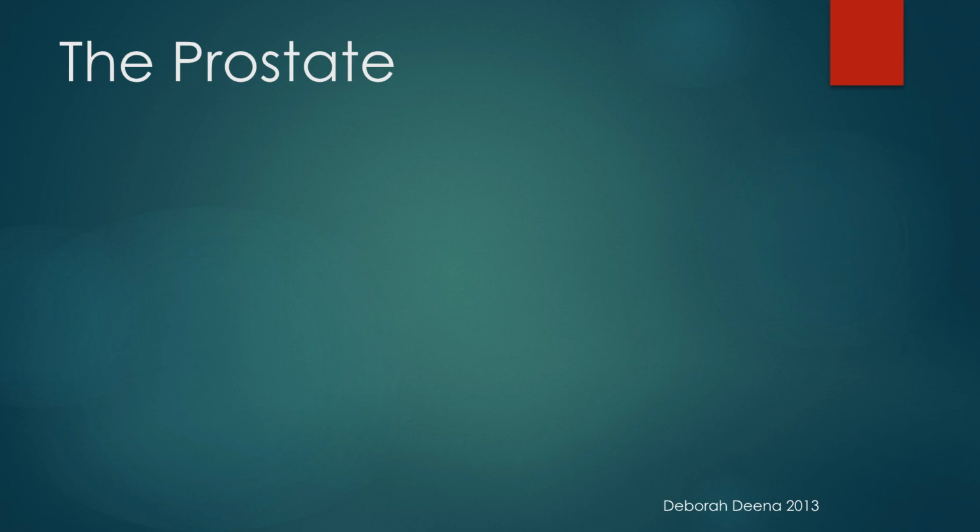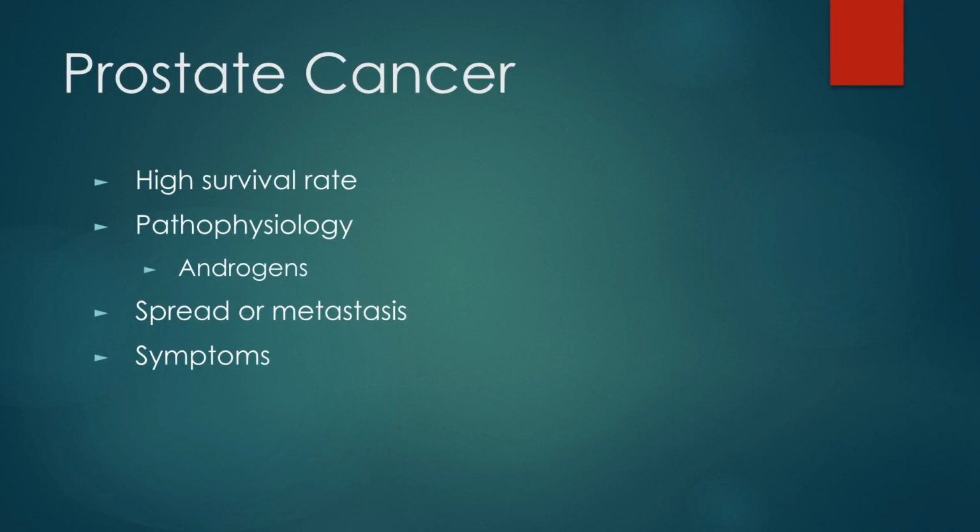This video will focus on cellular regulation, specifically examining prostate cancer and breast cancer. Here we see an illustration of the normal prostate compared to a cancerous prostate. Prostate cancer often has a high survival rate. The pathophysiology involves androgens promoting the growth of both normal and cancerous prostate cells. Spread or metastasis is possible, and symptoms include difficulty urinating or blood in the urine.